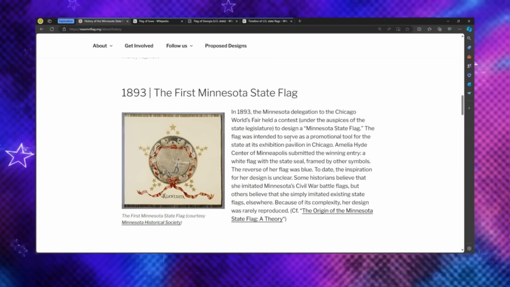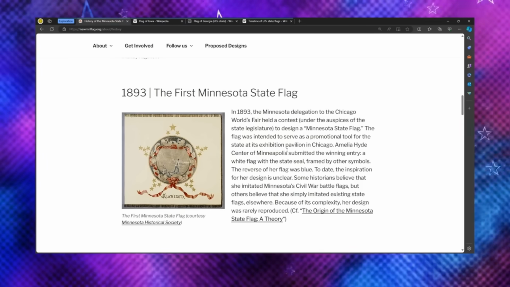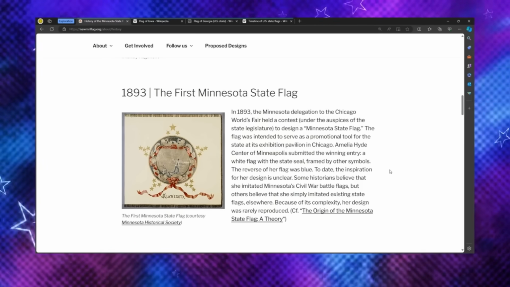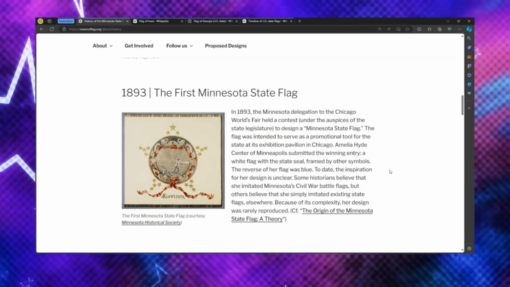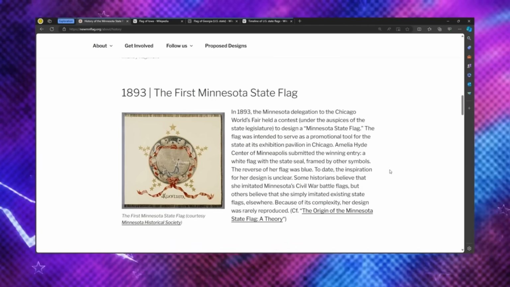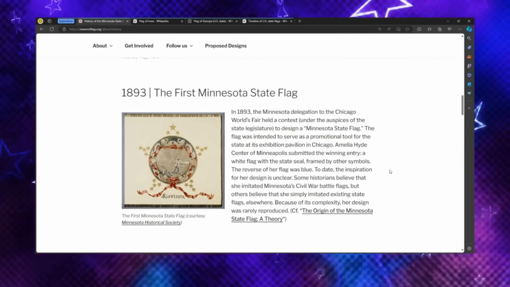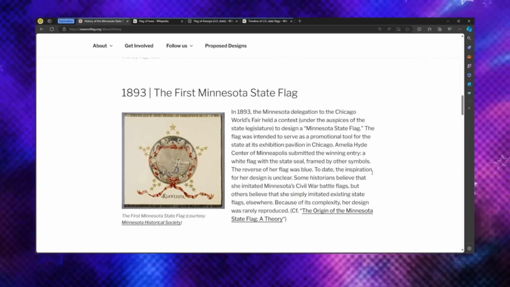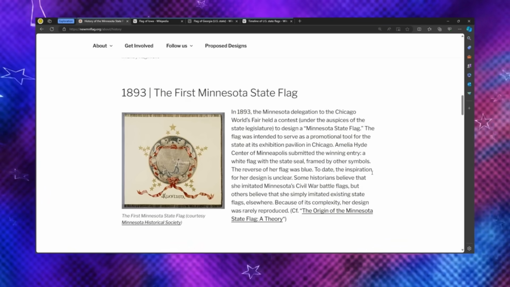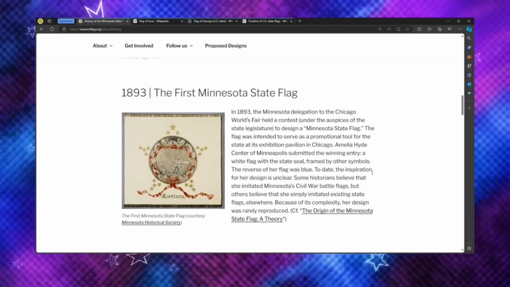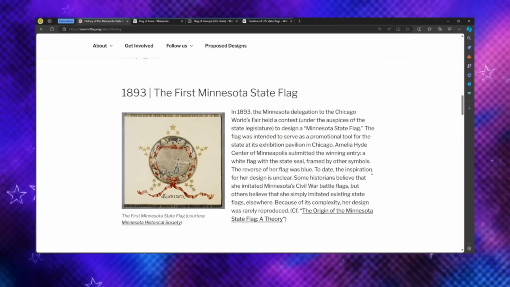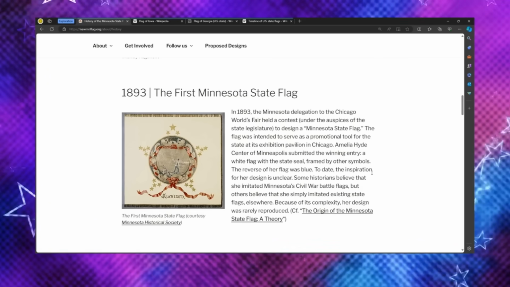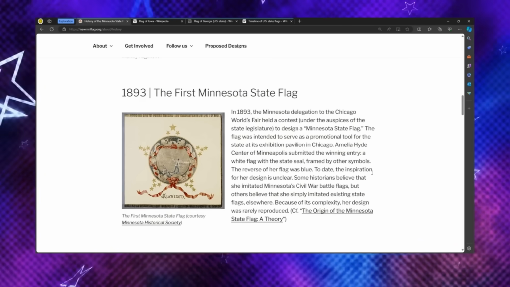For example, we'll look at Minnesota in 1893, the first Minnesota state flag. In 1893, the Minnesota delegation to the Chicago World's Fair held a contest under the auspices of the state legislature to design a Minnesota state flag. The flag was intended to serve as a promotional tool for the state at its exhibition pavilion in Chicago. Amelia Hyde, center of Minneapolis, submitted the winning entry. So we have a competition for our state flags, and I'm rather surprised to know that they didn't have a state flag for Minnesota. What about the Civil War?